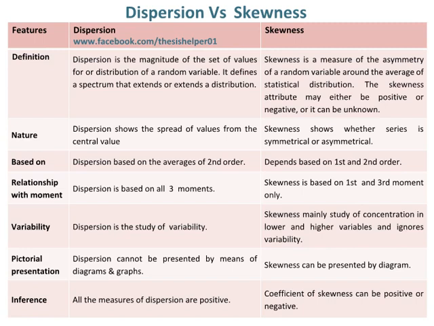Dispersion is the study of variability, whereas skewness mainly studies the concentration in lower and higher variables and ignores variability. Dispersion cannot be presented by means of diagrams and graphs, whereas skewness can be presented by diagram. All the measures of dispersion are positive, whereas the coefficient of skewness can be positive or negative.